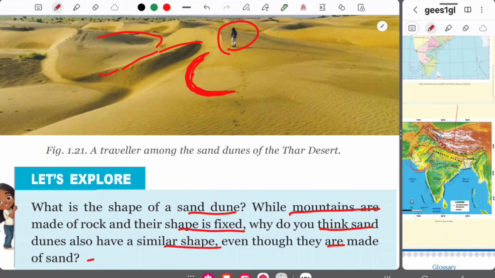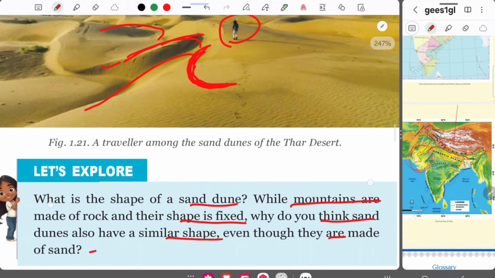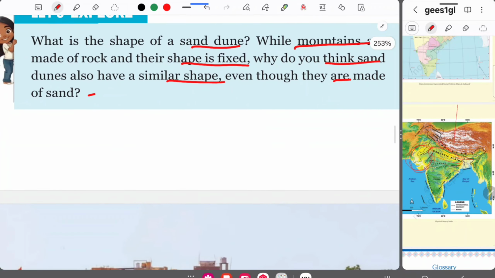See, even though sand is loose, the wind blows sand in one direction and piles it up in a regular pattern. Basically, the wind usually blows from one direction or another. In whichever direction the wind blows, what will happen? The sand will pile up, and these sand dunes will form a mountain-like shape. So that is the reason.